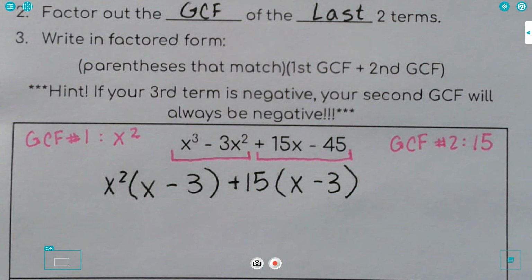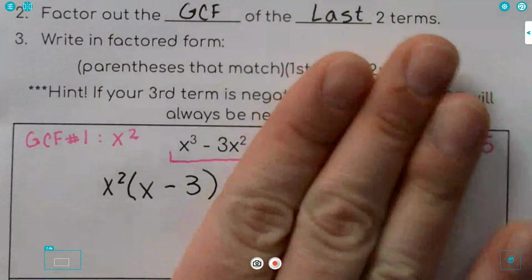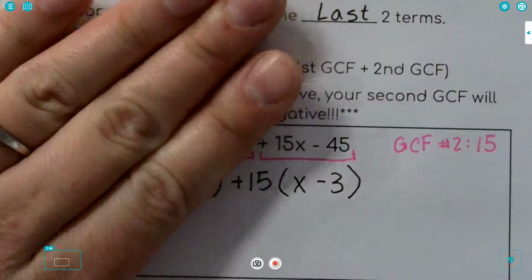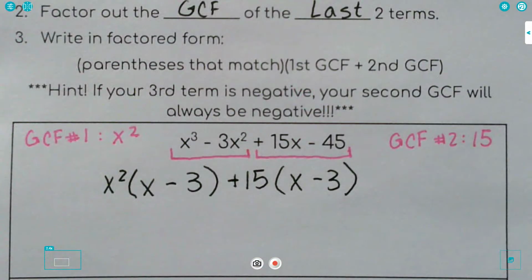Okay. Any questions about what we've done so far? Okay. It's essentially 2 GCF problems to start. So GCF of those 2, GCF of those 2. Any questions? Okay, here is what we do now.